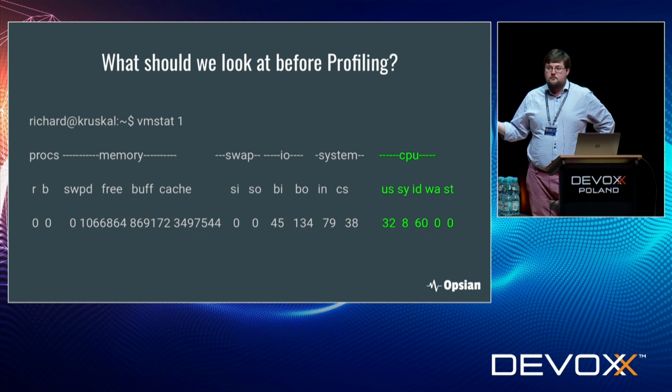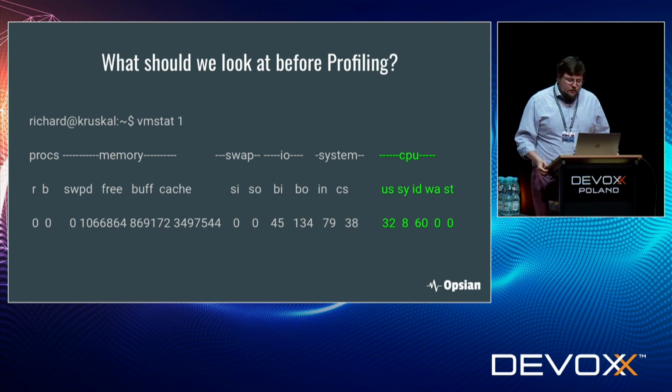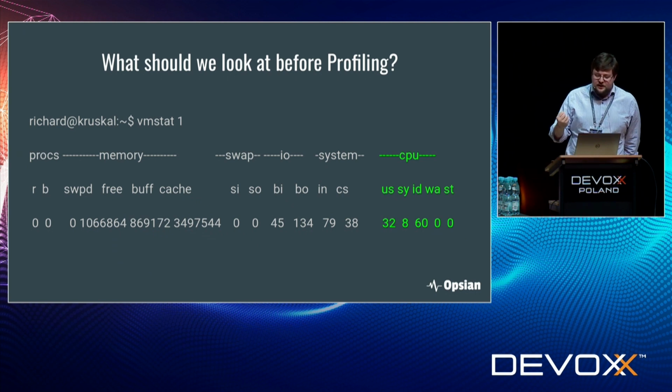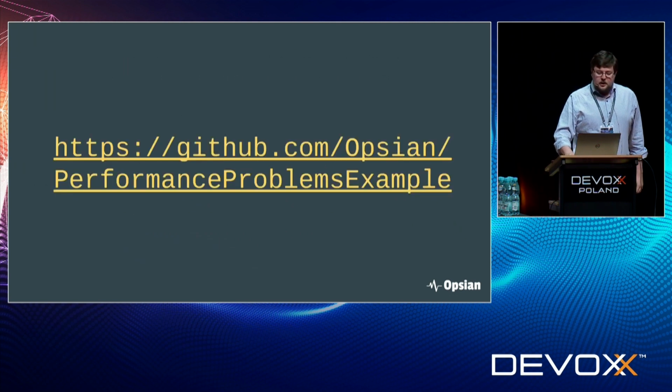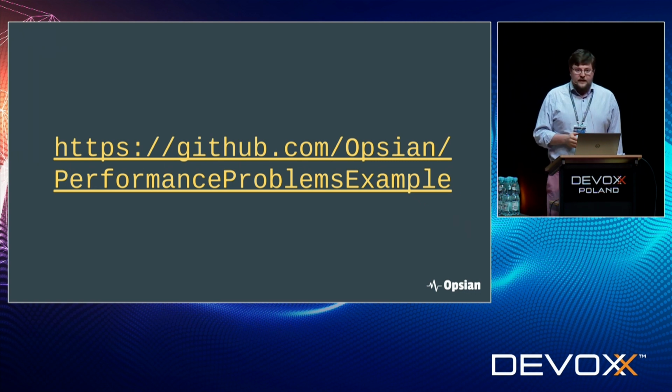So that's something that you might well see on AWS nodes a lot, especially the smaller AWS nodes. That means you're running in a VM, and another VM on the same hardware is stealing your CPU away from you. So the examples I'm going to show here are also all available on GitHub.